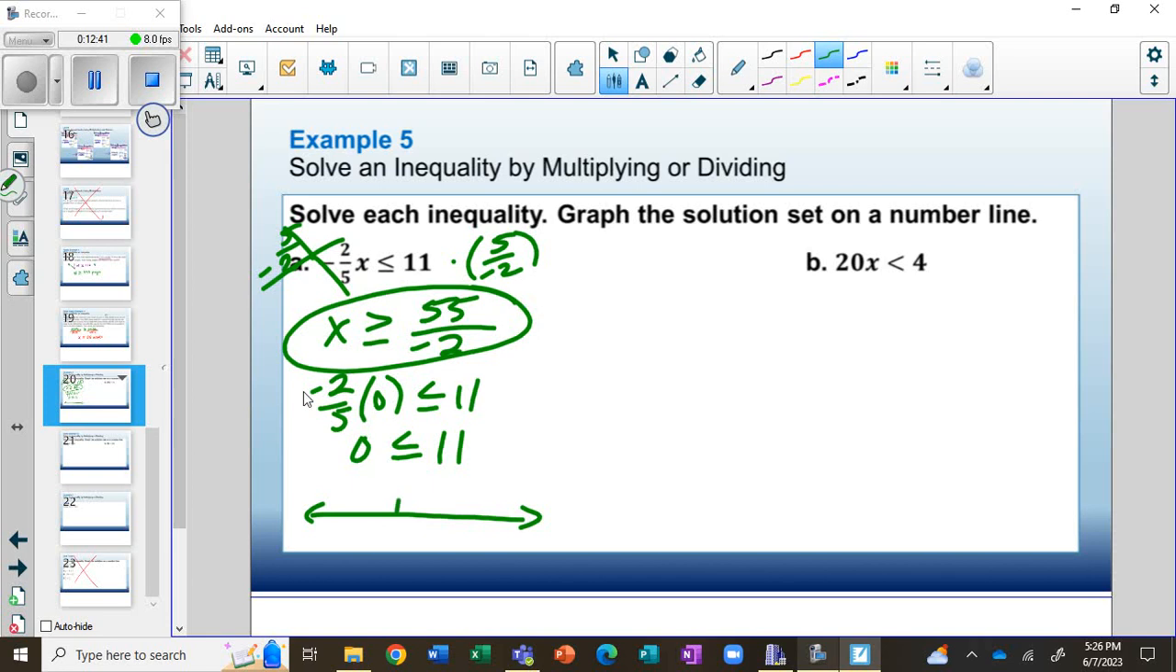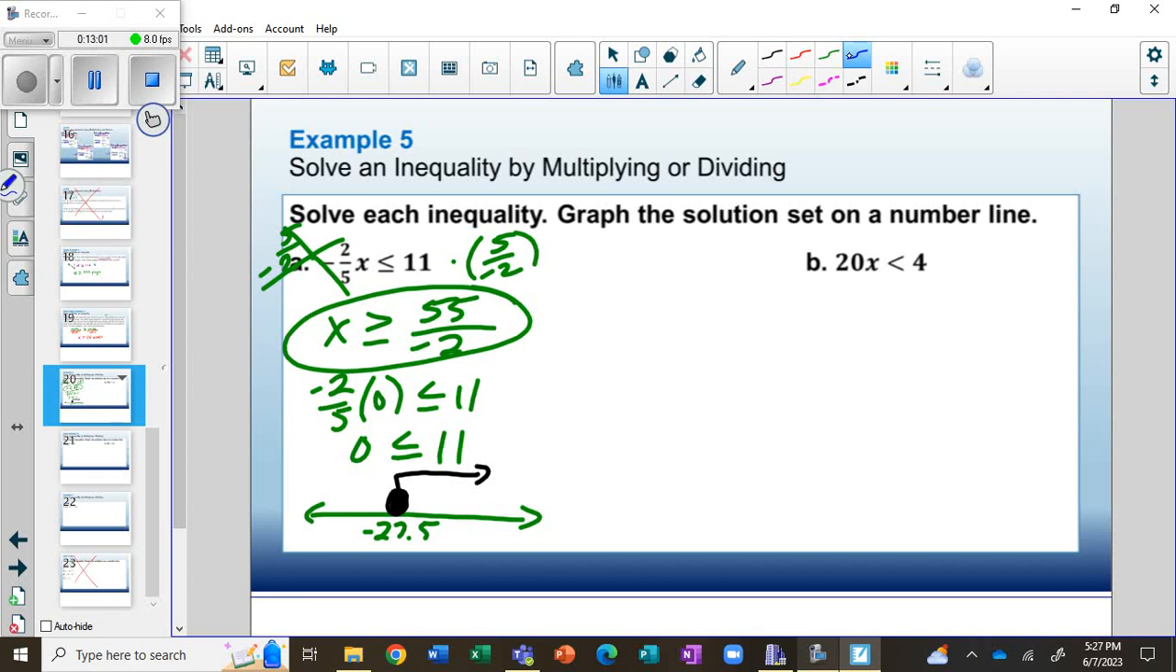On the number line, I just need to have negative 27.5. Because I have the equal to symbol, it can equal negative 55 halves, so I have a filled in circle. Greater than means to the right. Bigger numbers always go to the right.